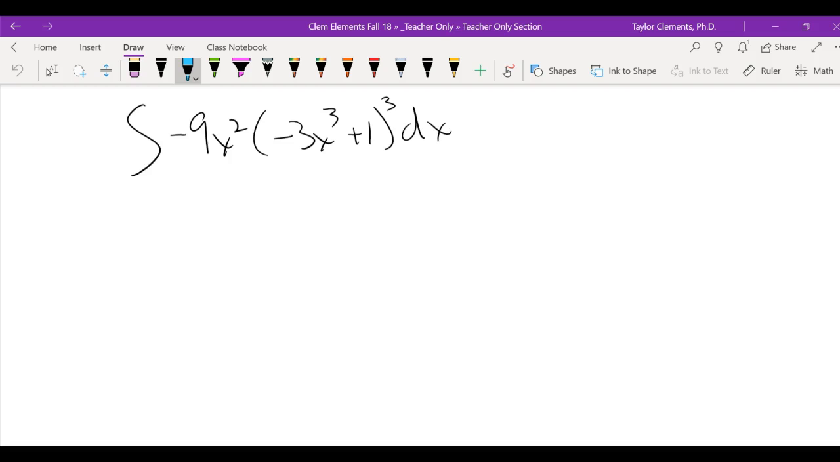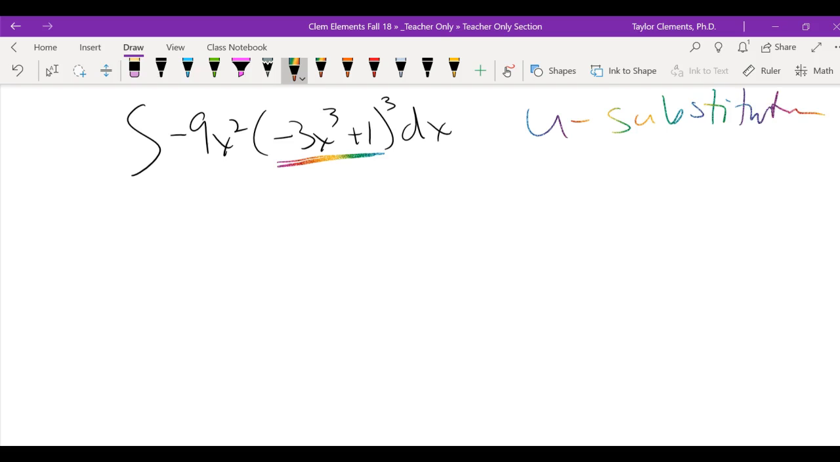Say we're going to integrate something like this, and you can see that the derivative of the inside function is represented on the outside. The derivative of negative 3x cubed is negative 9x squared. So when you see that, you can say, oh, I'll just ignore that and focus on this part to integrate. That's what we did before. But now I'm going to give it a little more of a formal definition, and that's u substitution.